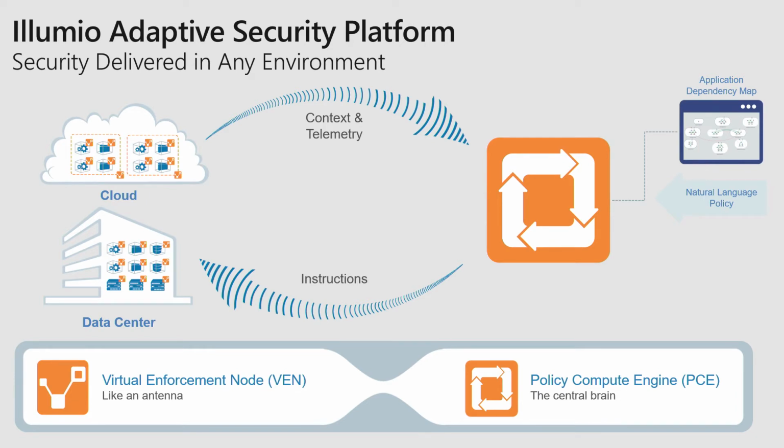So what exactly is this virtual enforcement node doing? Two things. Number one, it transmits information about the workload, the context and rich telemetry about what IP addresses it is talking to, on what port numbers, and who is talking to this workload, on what port numbers, and what processes. This intimate knowledge is sent to the central brain, which is the policy compute engine, the second part of our architecture. The policy compute engine has two functions.